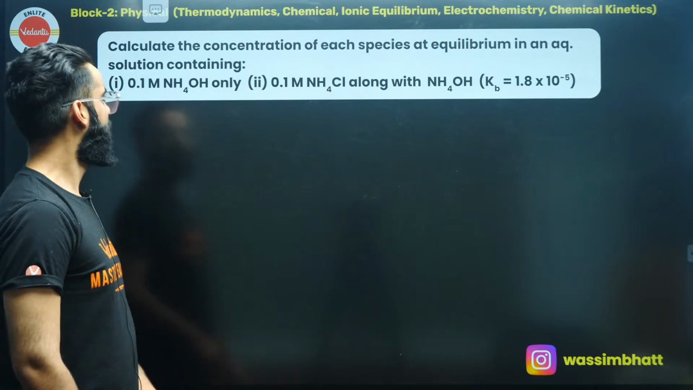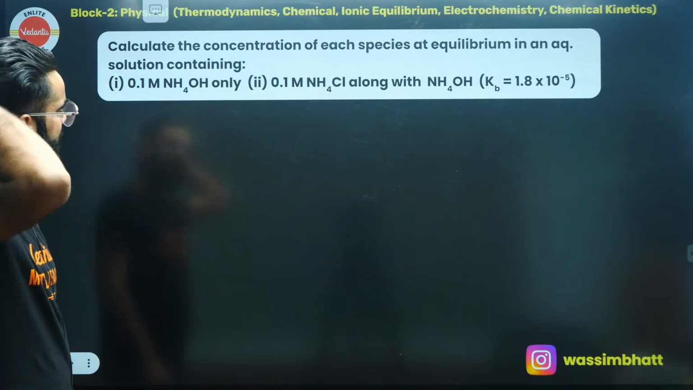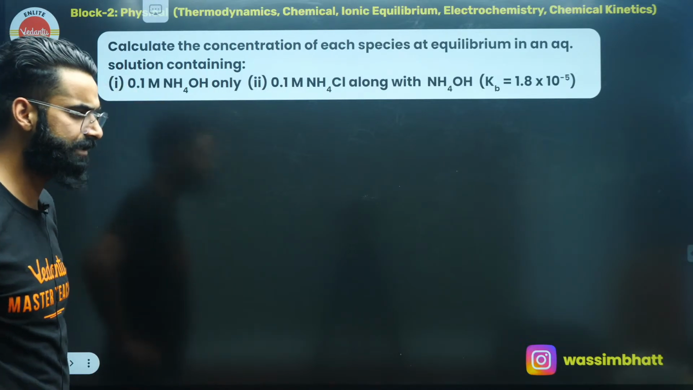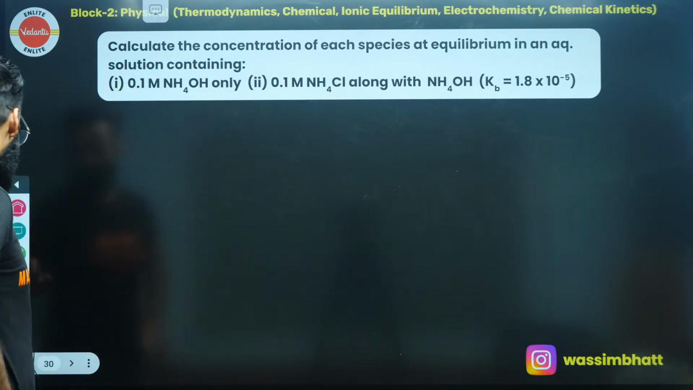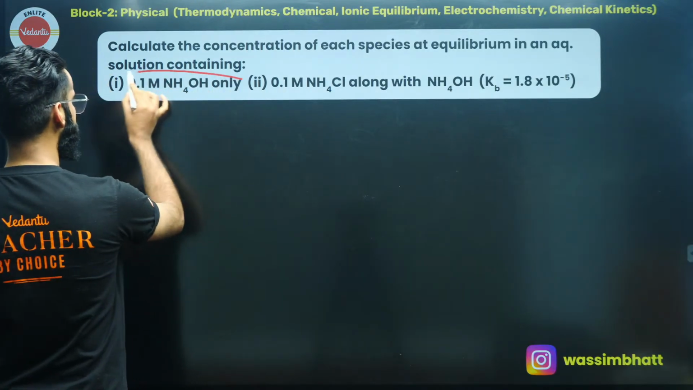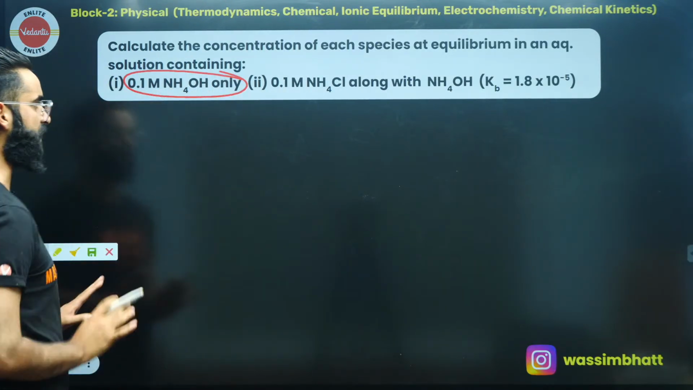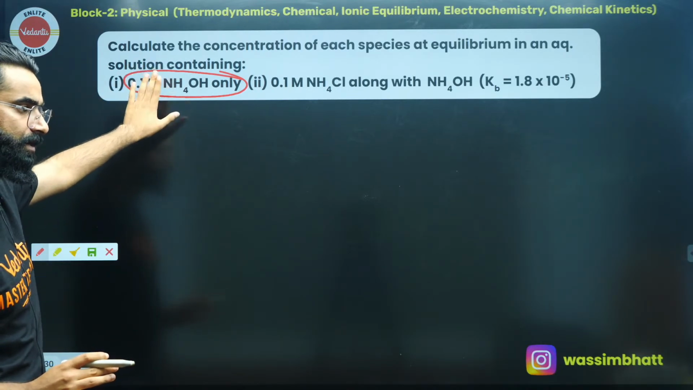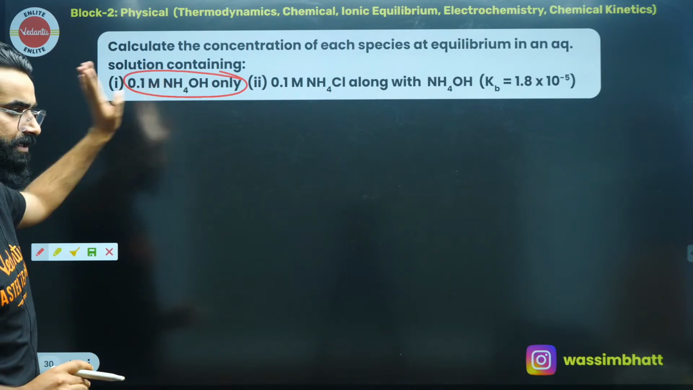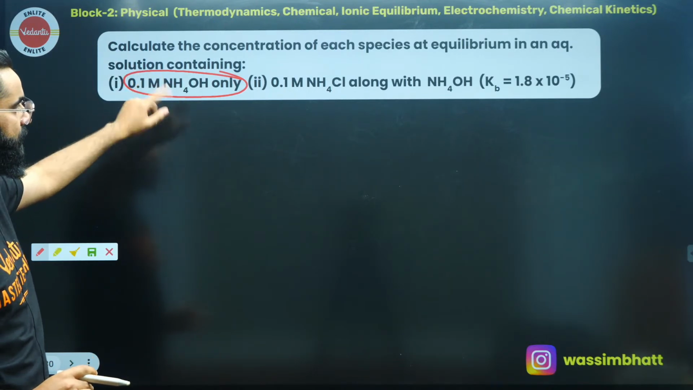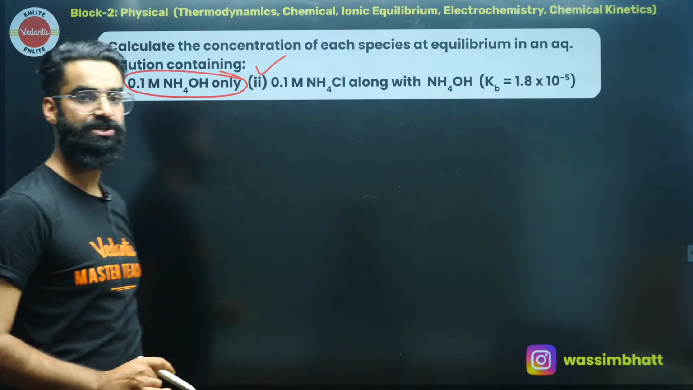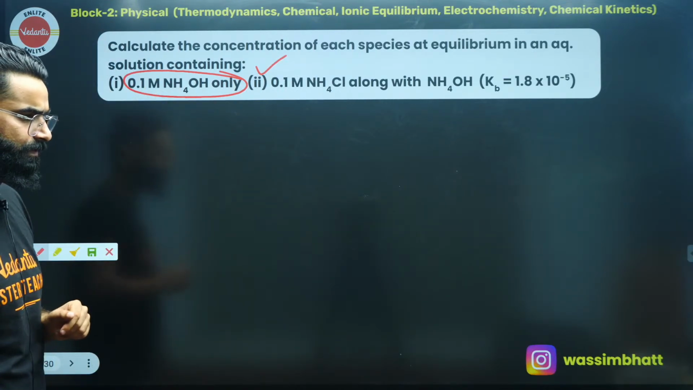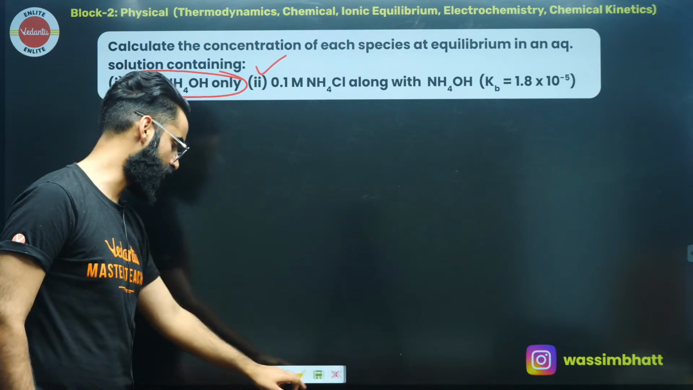Okay. Calculate the concentration of each species at equilibrium in an aqueous solution containing. These are the two questions which are given to us. See guys, the first question is very easy. If in the container there is only 0.1 molar NH4OH, you need to calculate the concentration of each species. You can do it by using the same concept which I was doing till now, right? Yes. The second question is slightly different, and simple at the same time. Let's try to solve the first one. Then we can go for the second one.